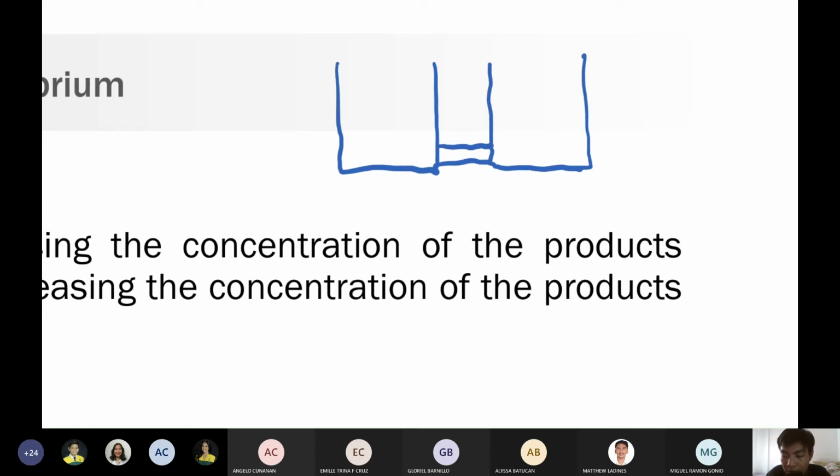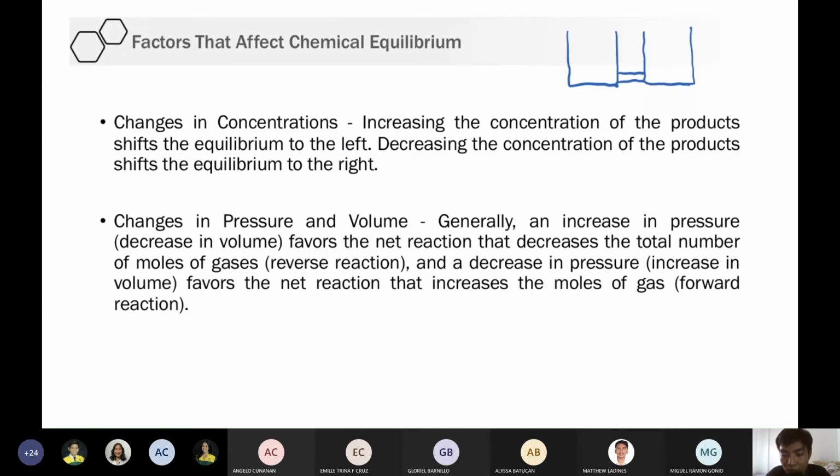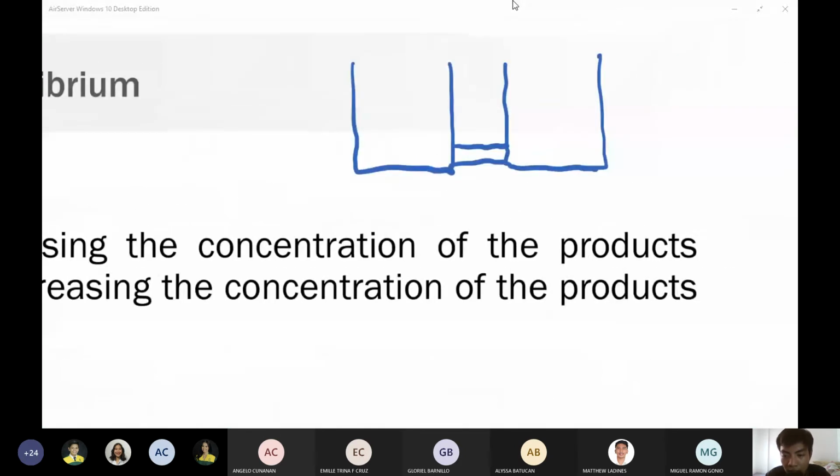Okay. Yan. So, di ba ang focus natin puro products, di ba? When you increase the concentration of product, it will push the equilibrium to the left. If you decrease the concentration of product, it will push the equilibrium to the right, no? What if yung naman yung sa reactant? Tignan natin yung point of view ng reactant.